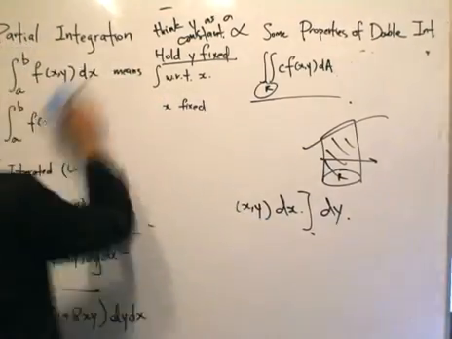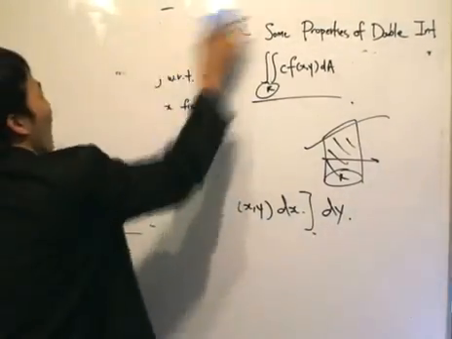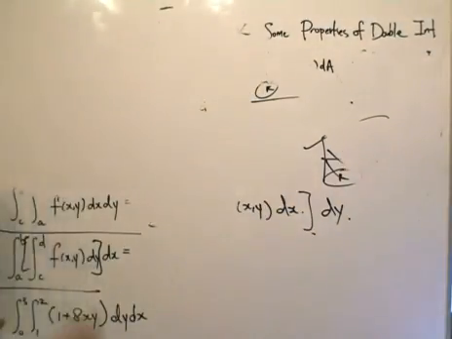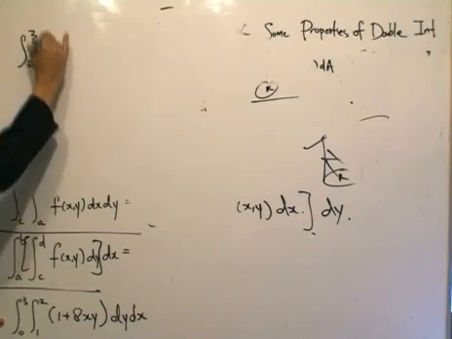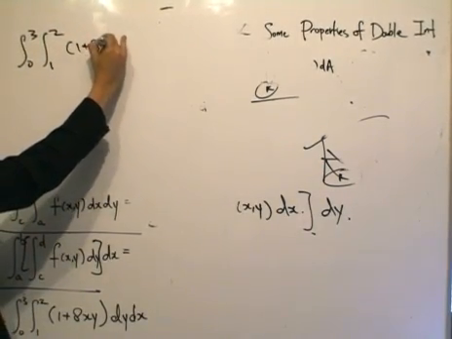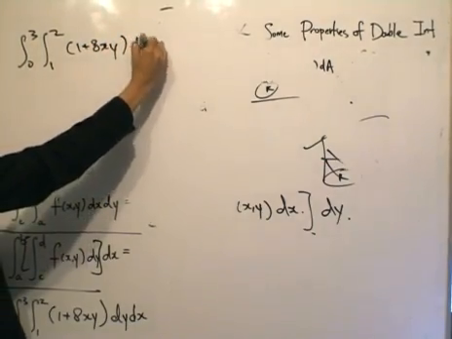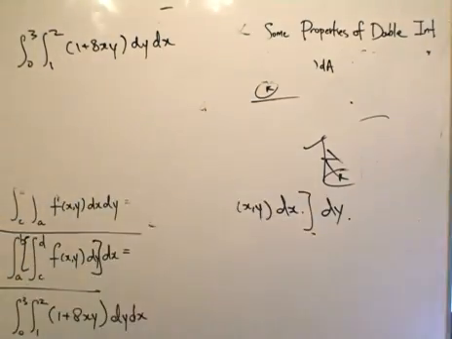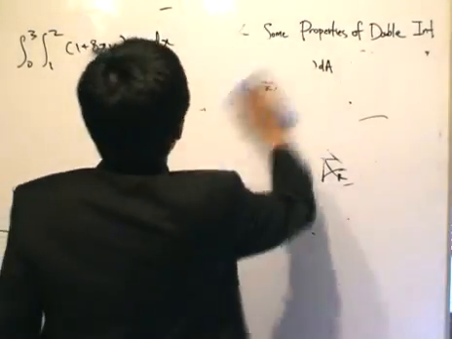Okay, so let's just go through a simple example. Very simple indeed. Actually, I think you should be smart enough to know what's going on, but never mind. Let's just go through an example. Integrate 0 to 3, 1 to 2, of 1 plus 8xy with respect to y first, and then with respect to x. So what do we have right here?